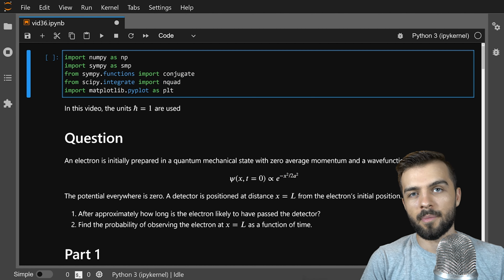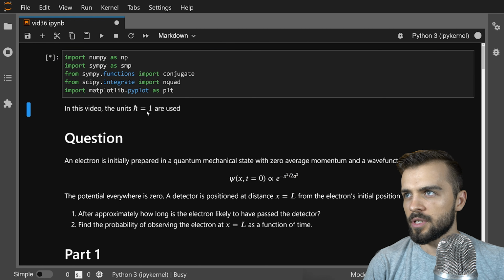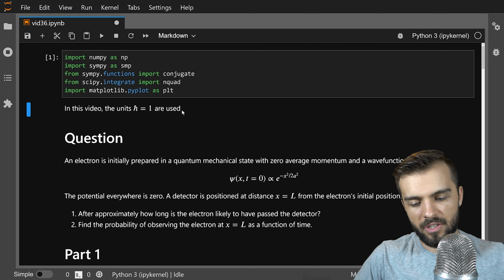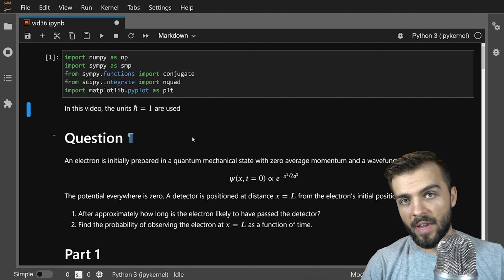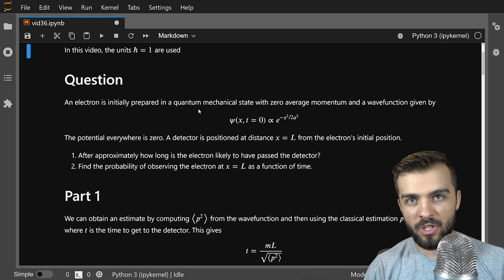That's actually a really good summary of this problem. So import those, and I'm using the units h bar equals 1 here. That just simplifies a lot of the algebra and makes it so we don't have to deal with factors of h bar. So let's look at the actual question of the day.